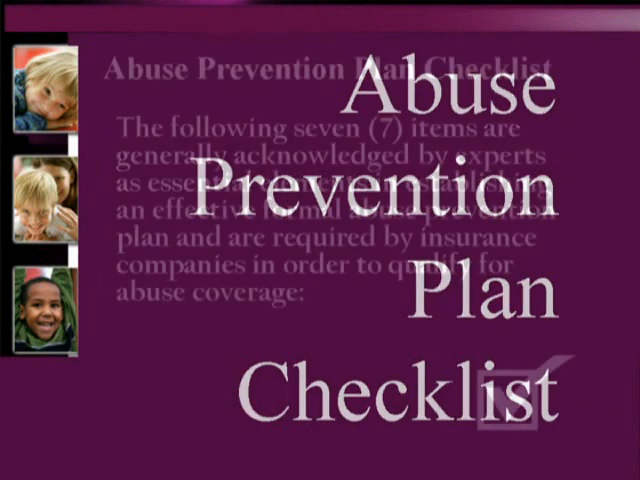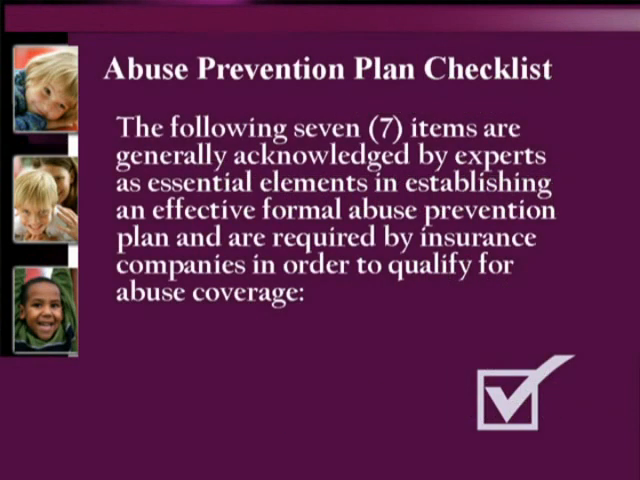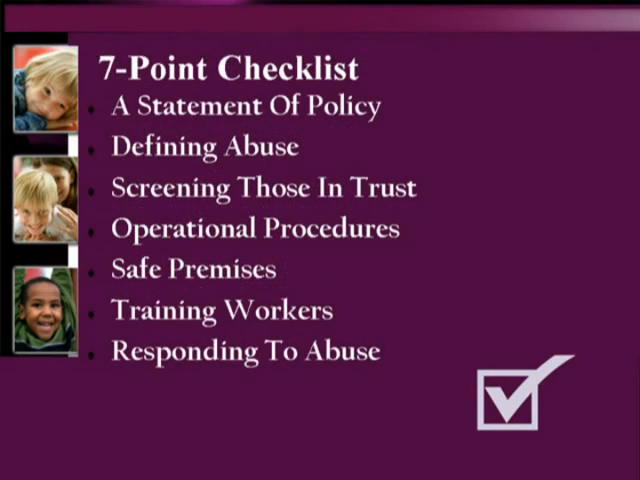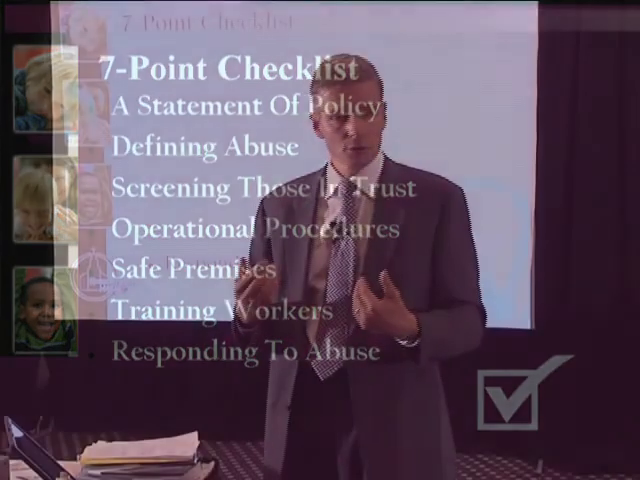In our checklist, we have 7 broad categories of what it takes to put together an effective abuse prevention plan. It starts with a statement of policy. We define abuse. We require screening. We have you look at your operations, how your procedures are. Make sure your premises is safe. Train your workers, the people that are supposed to uphold your abuse prevention plan. And finally, create a response protocol if there's an allegation. Those are the 7 components.